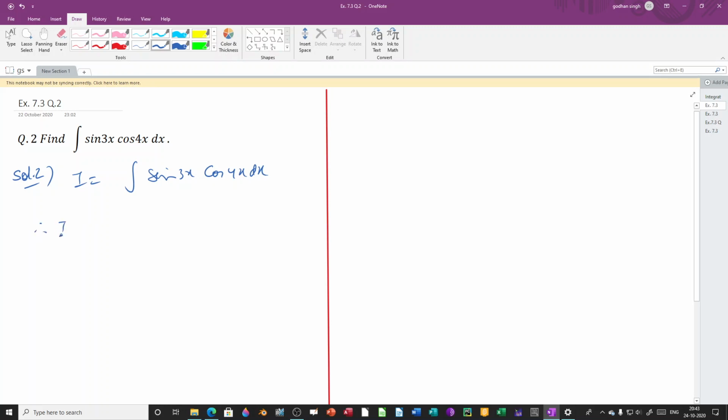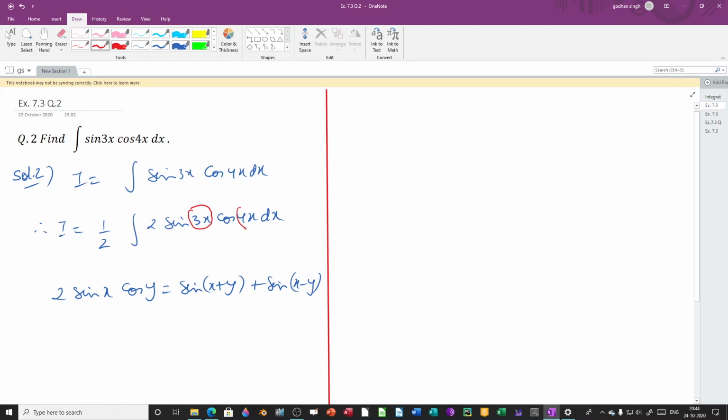Therefore, multiplying and dividing by 2, I equal to half into the integral of 2 sin 3x into cos 4x dx. Now we know, let's write down the formula, that 2 sin x into cos y is equal to sin x plus y plus sin x minus y. So in our question we will take 3x as x and 4x as y. So let us integrate now.